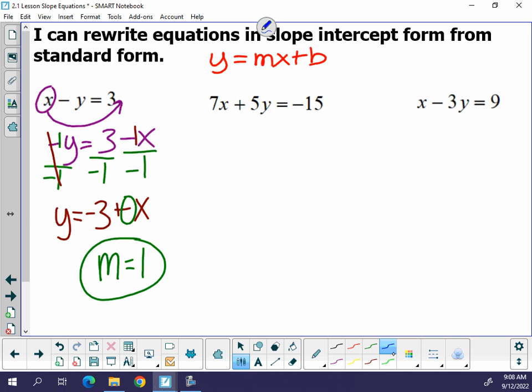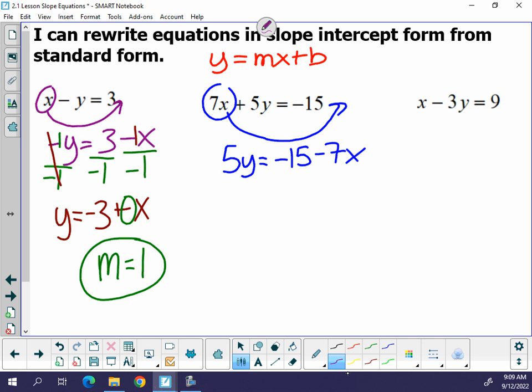So if ever I'm looking for the slope and I have the equation, I can manipulate the equation so y is by itself. So I'm going to move this 7x over. When I switch the side, I switch its sign. Then I can divide everything by 5. Five divided by 5 is 1, so I just get y. Negative 15 divided by 5 is negative 3.